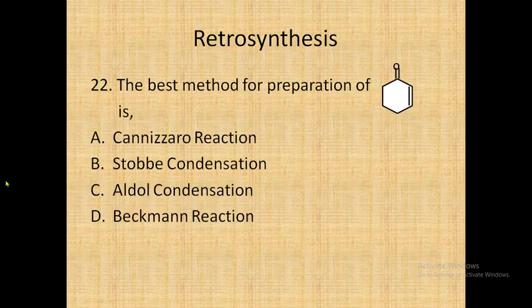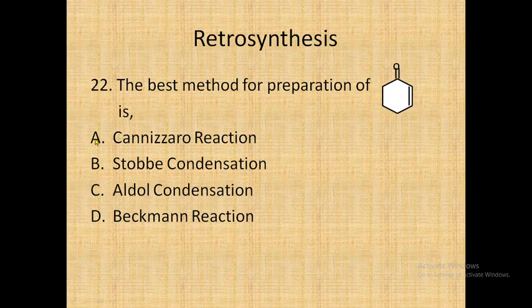Now let's go for the next question. The best method for the preparation of this compound. What's the name of this compound? If you give the number 1 here, then 2, 3, the double bond is here. So 2-cyclohexenone. So how will you get that?